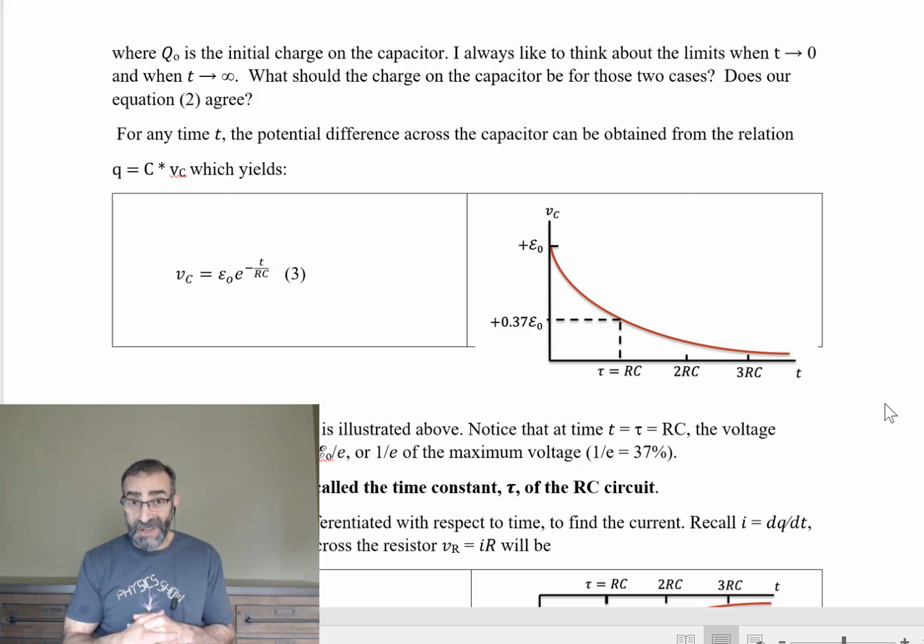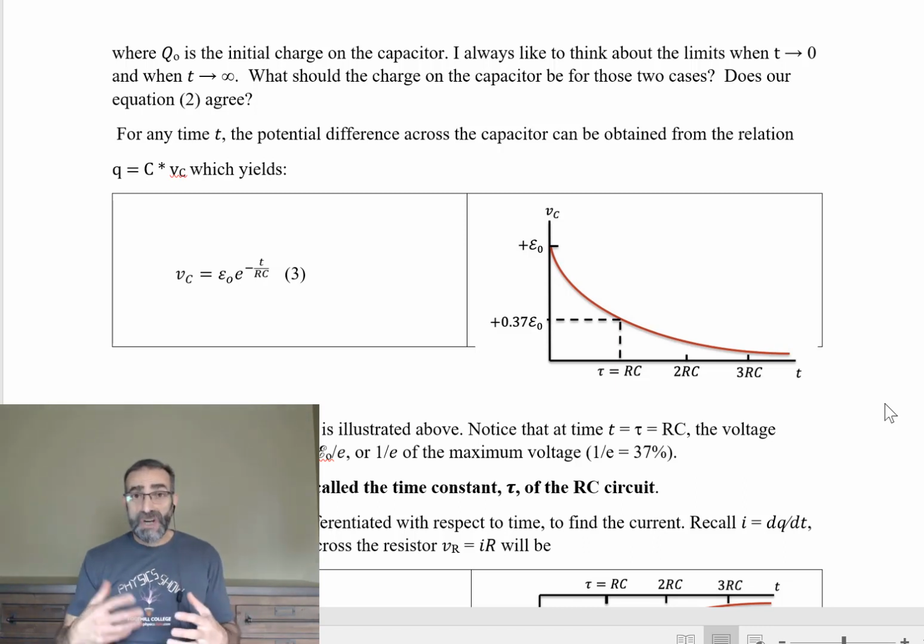But what does naturally fall out of the equation is when the voltage equals 1 over E times the maximum voltage, right? Because when t is equal to RC, we get the voltage on the capacitor is 1 over E times the maximum voltage, or the charge on the capacitor is 1 over E times the maximum charge. That kind of falls out really nicely, right? It's right there in the math. We don't have to do any math in our head. It just falls out really nicely and easily. So that's what we use.